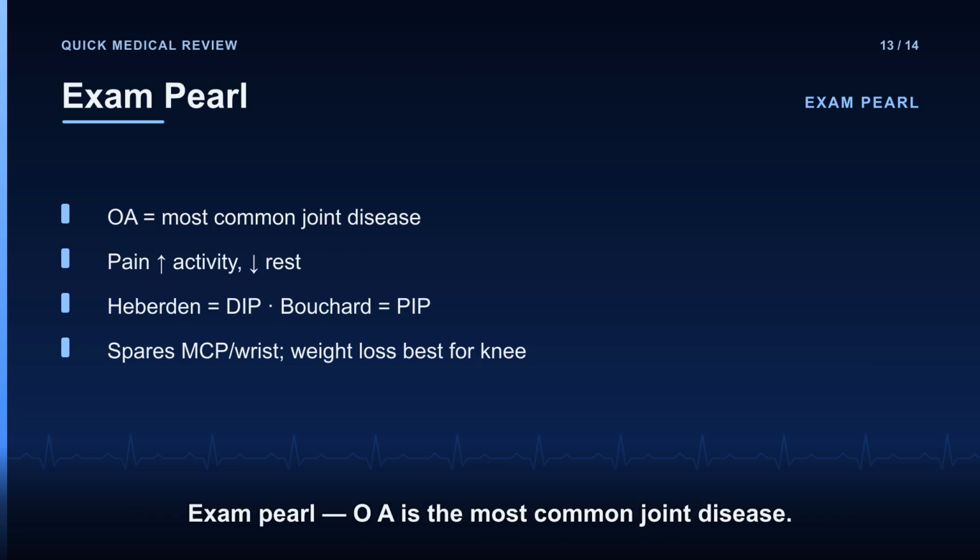Exam pearls: OA is the most common joint disease. Pain worse with activity, better with rest. Heberden nodes at D, Bouchard at P, spares MCP and wrist; those suggest RA. X-ray shows joint space narrowing and osteophytes. Weight loss is the best intervention for knee OA.